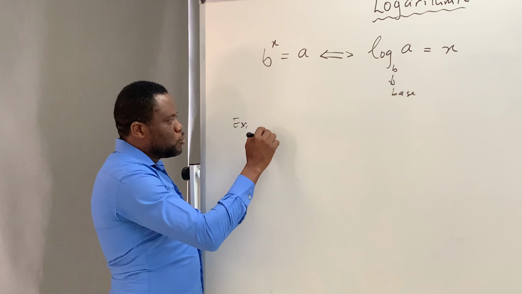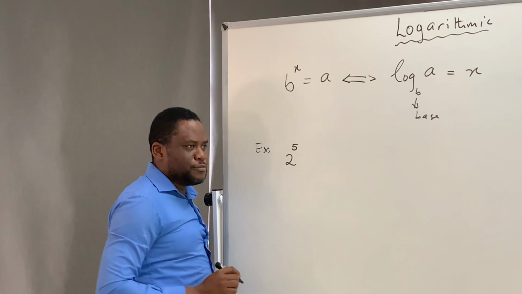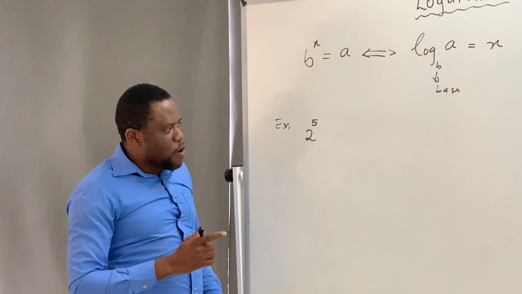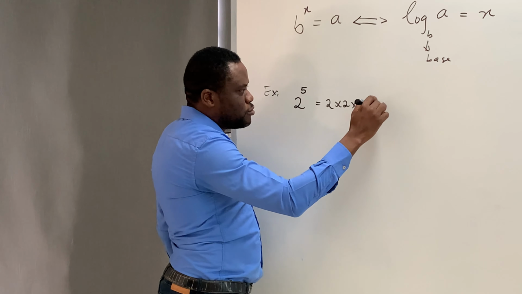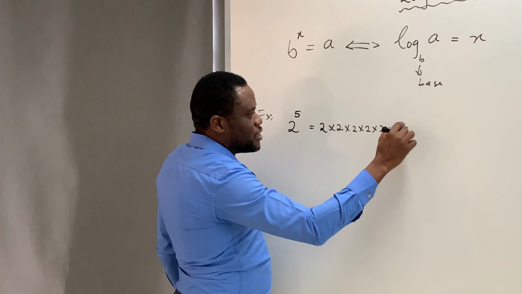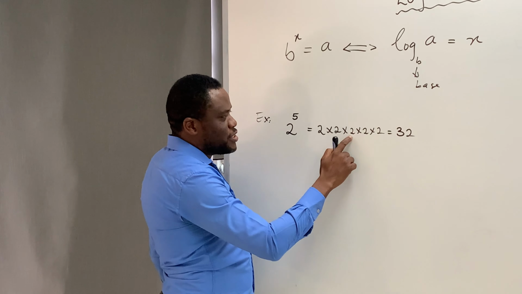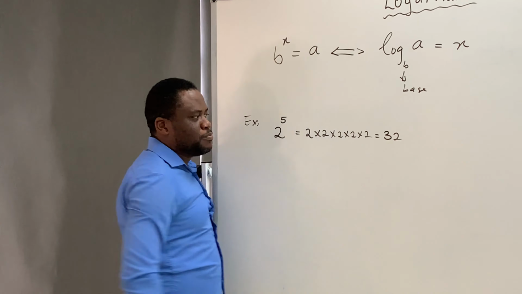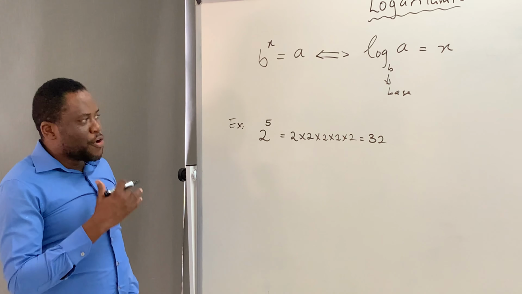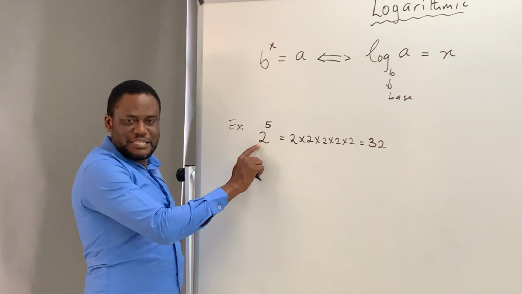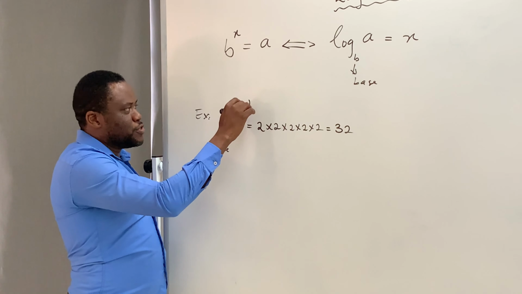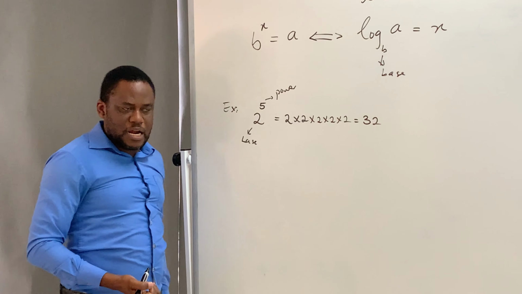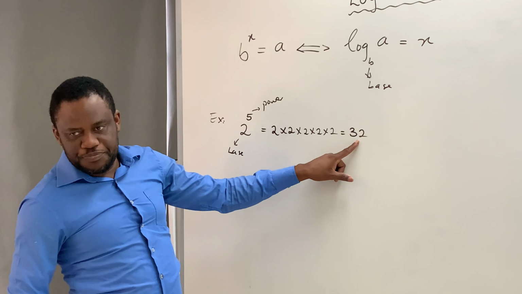Let's say we have 2 to the power of 5. This is exponent. We know that 2 to the power of 5 means 2 times 2 times 2 times 2 times 2, would give us 32, right? 2, 4, 8, 16, 32. This is the exponent. If we want to write the corresponding logarithm, what do we write? Don't forget, this is the base. This is the index, or you say power. Or here is exponent, right? And this is the result.